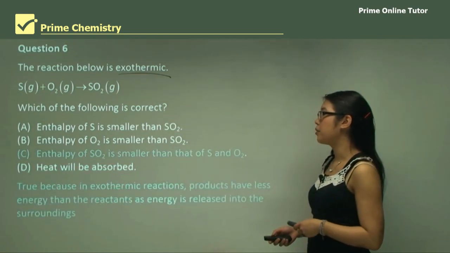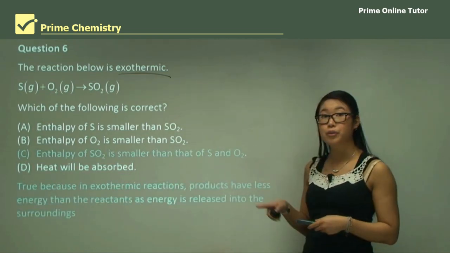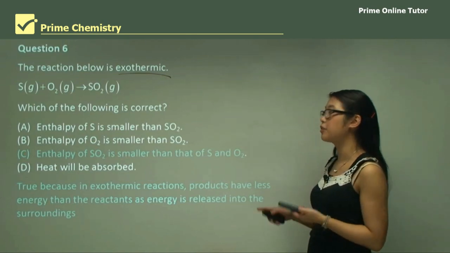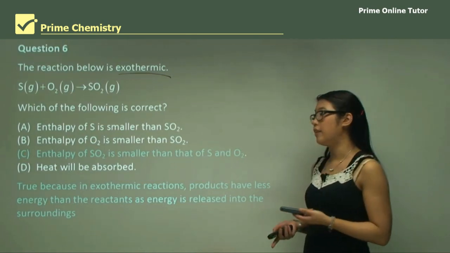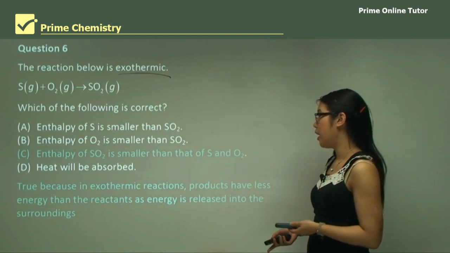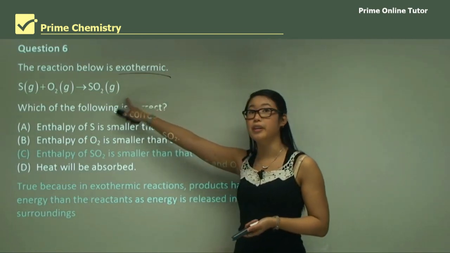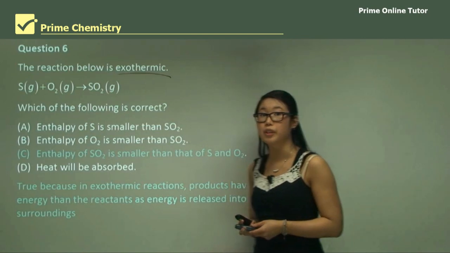So the enthalpy of SO2 is smaller than that of S and O2. This is true because in exothermic reactions, the products have less energy than the reactants, and this is what it says. SO2 is greater than S and O2 together.